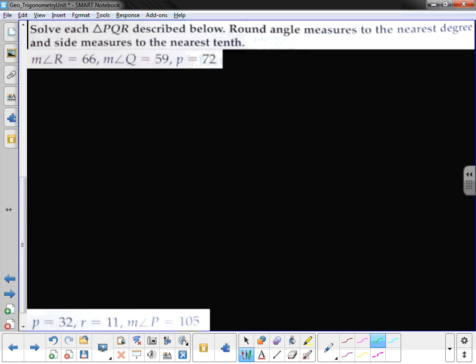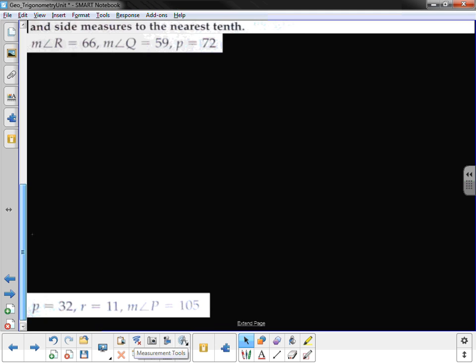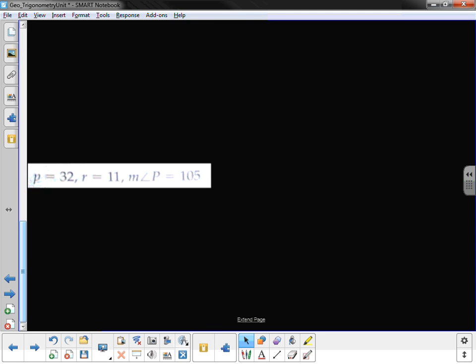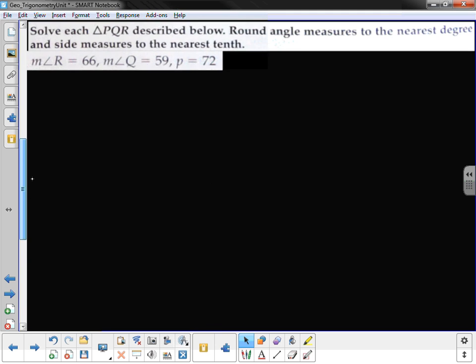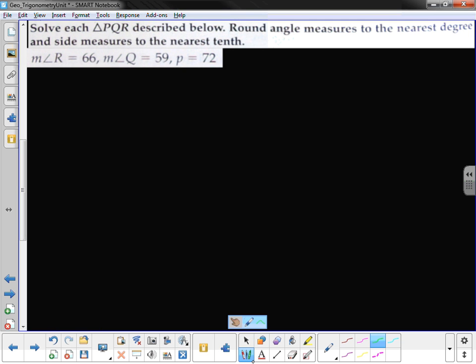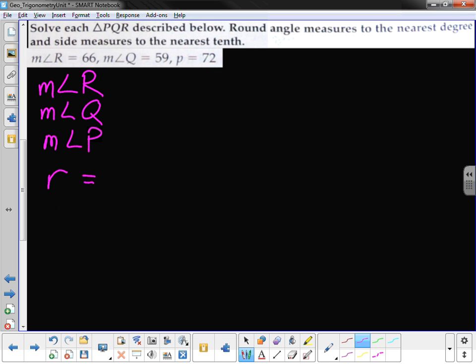So that means we have to be able to, let me get that down a little lower. We'll get back to him in a minute. We have to find the measure of every side and every angle if we solve it. So I need to know the measure of angle R, angle Q, and angle P. I need to know the length of side R, side Q, and side P. I need to find every one of those values.